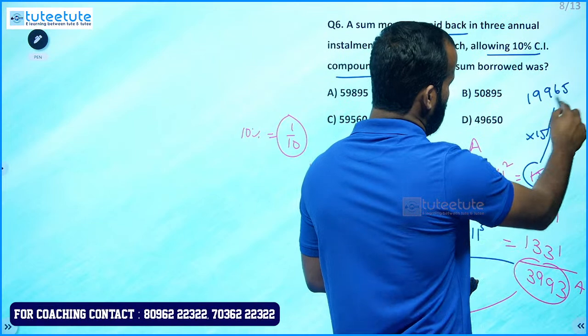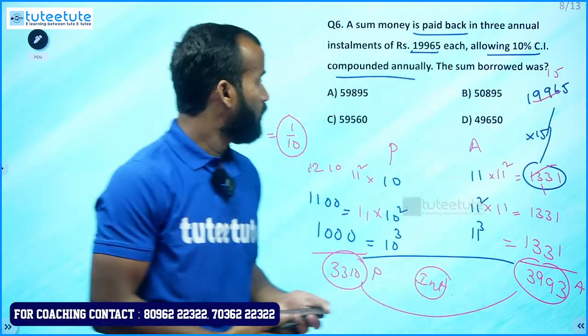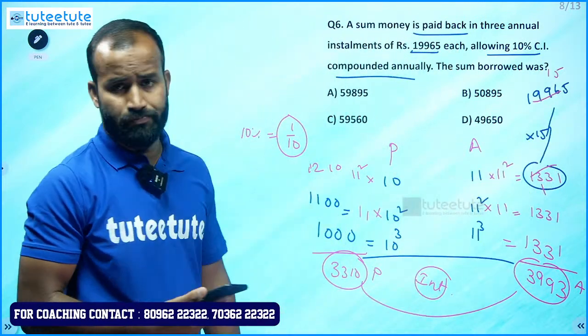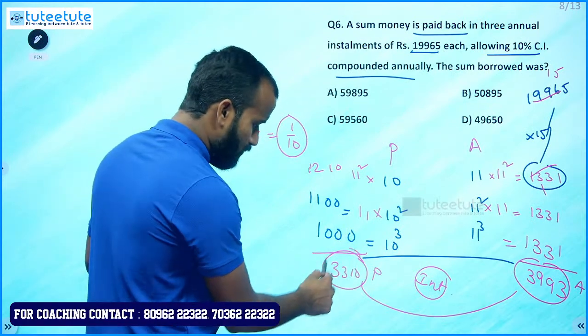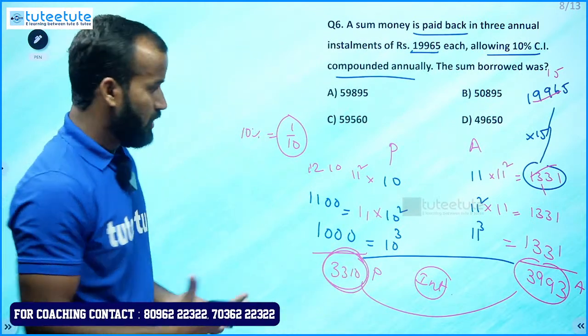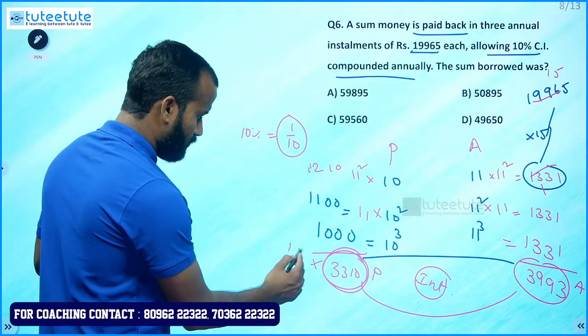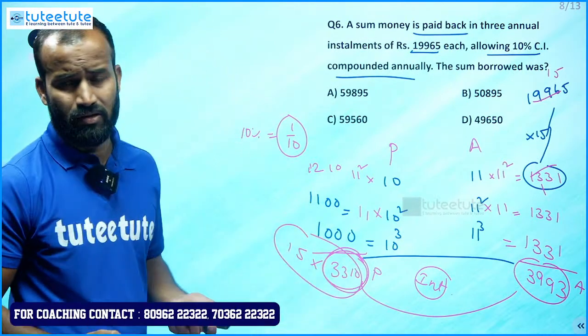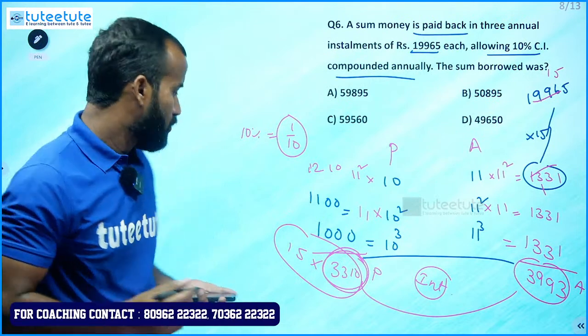So 1s are 15s are. So one part value how much? 15. So what are they asking? Sum borrowed. Sum borrowed means how much sum borrowed? 3310 parts into 15. Again this is also multiplication. You have to multiply in a very smart way. So what did we get?